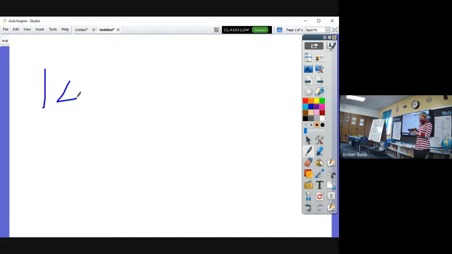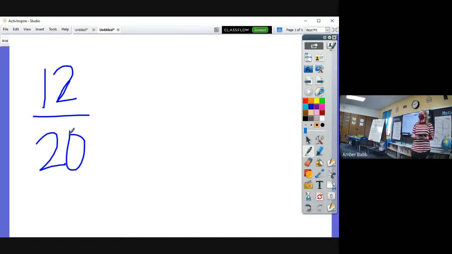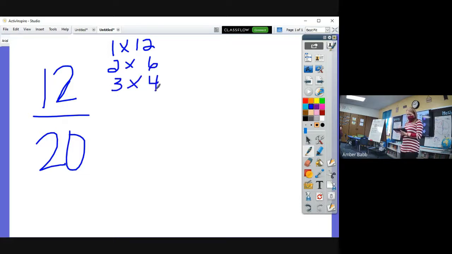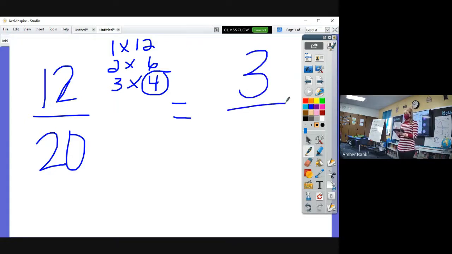Let's do a super duper hard one. 12/20. What could I reduce this by? 2. I could list my factors: 2, 4, 6. Which of these factors can I also divide 20 by? 4. Everybody's yelling at me to divide by 4. If I divide by 4, 12 divided by 4 is 3, and 20 divided by 4 is 5.